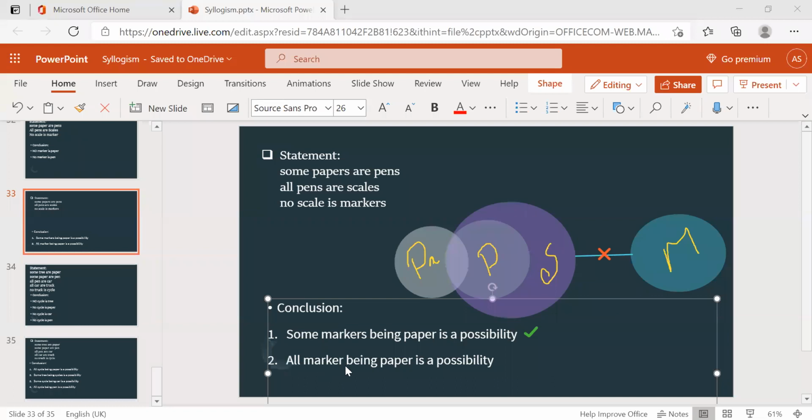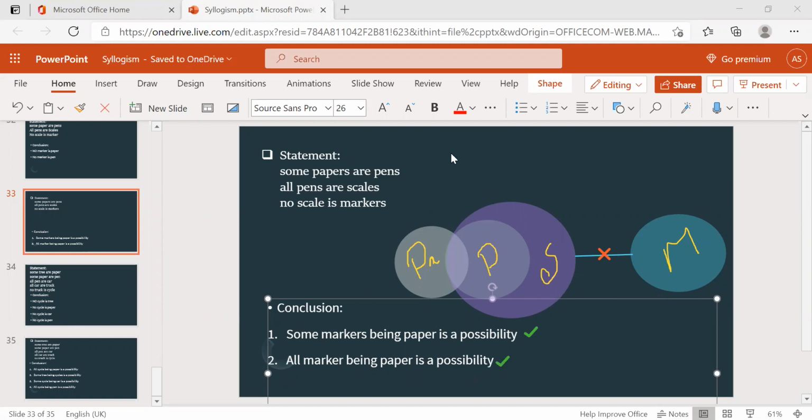And all markers being paper is a possibility. All markers being a paper is a possibility. See, so all markers being a paper is a possibility. Yes, of course, it is also a right answer.